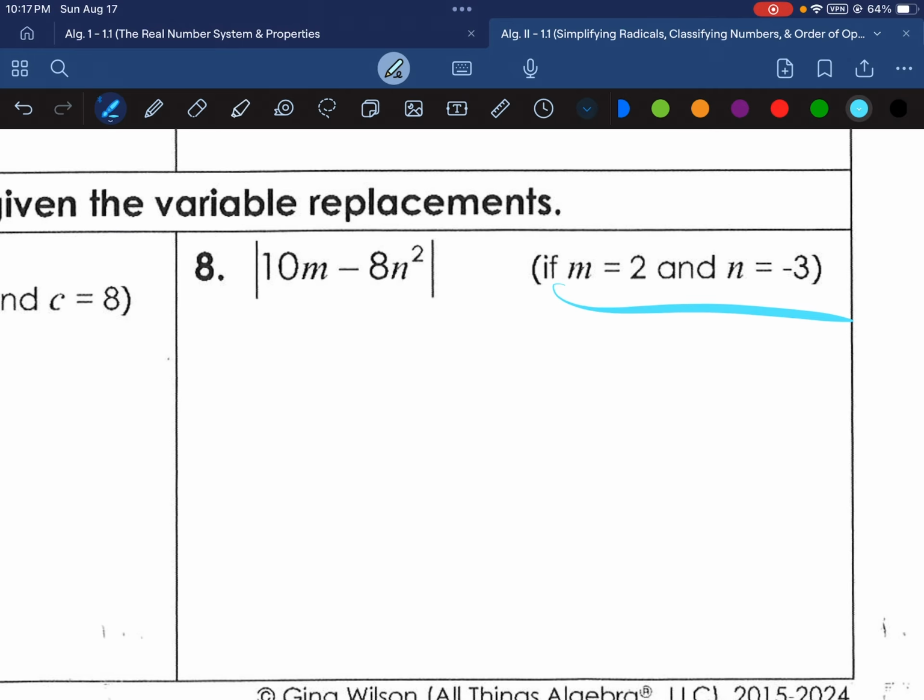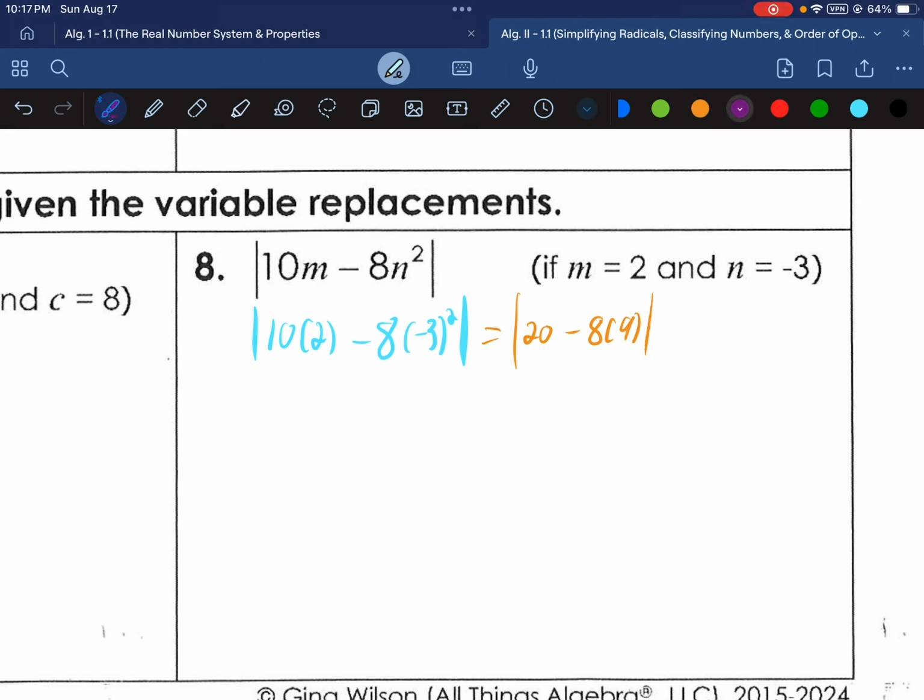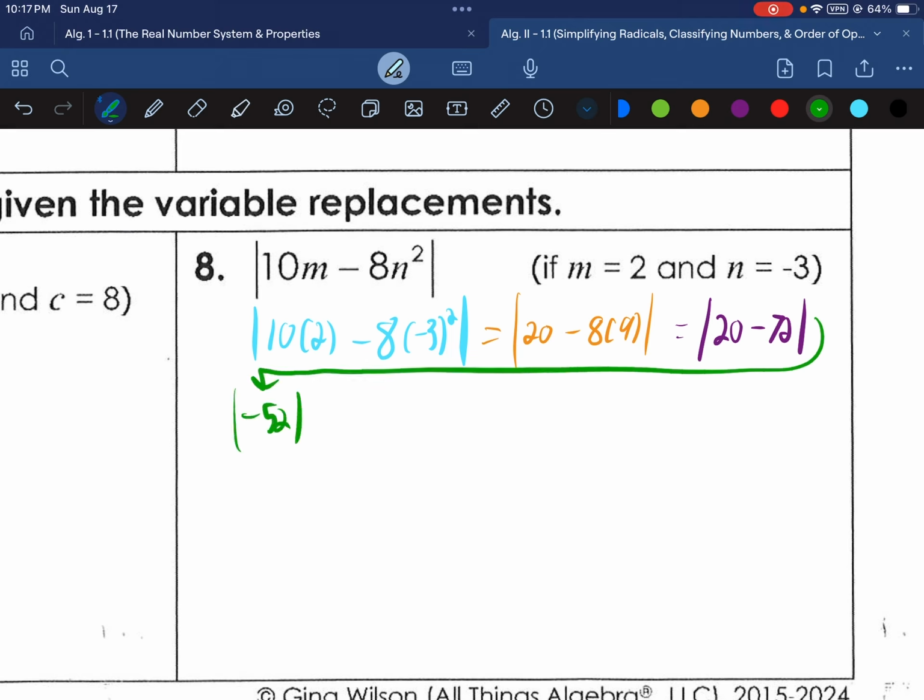Number 8, replacing m and n with the appropriate numbers is our first step. So we have the absolute value of 10 times 2 minus 8 times negative 3 being squared. 10 times 2 is 20, and negative 3 times negative 3 is 9, times 8 is 72. So the absolute value of 20 minus 72. Well, 20 minus 72 is negative 52, and the absolute value of negative 52 would be positive 52.